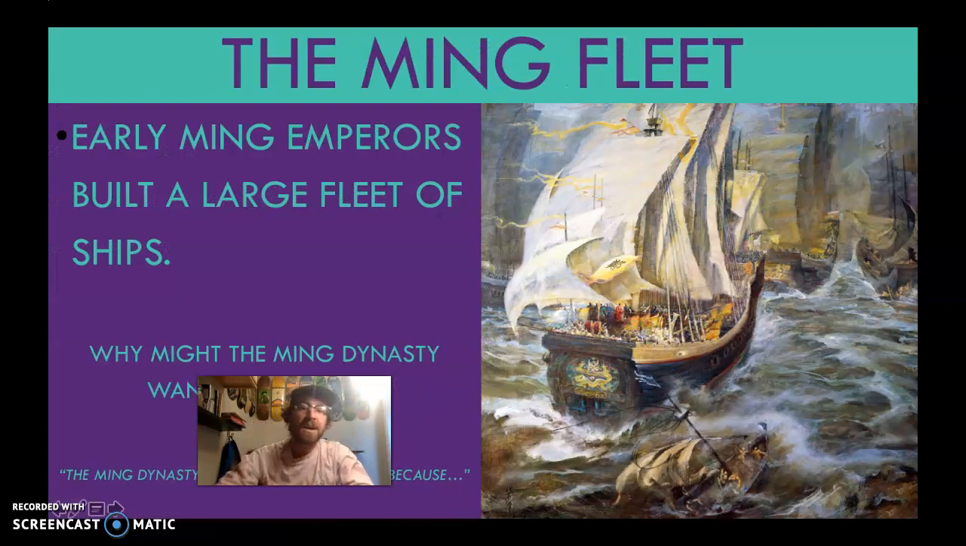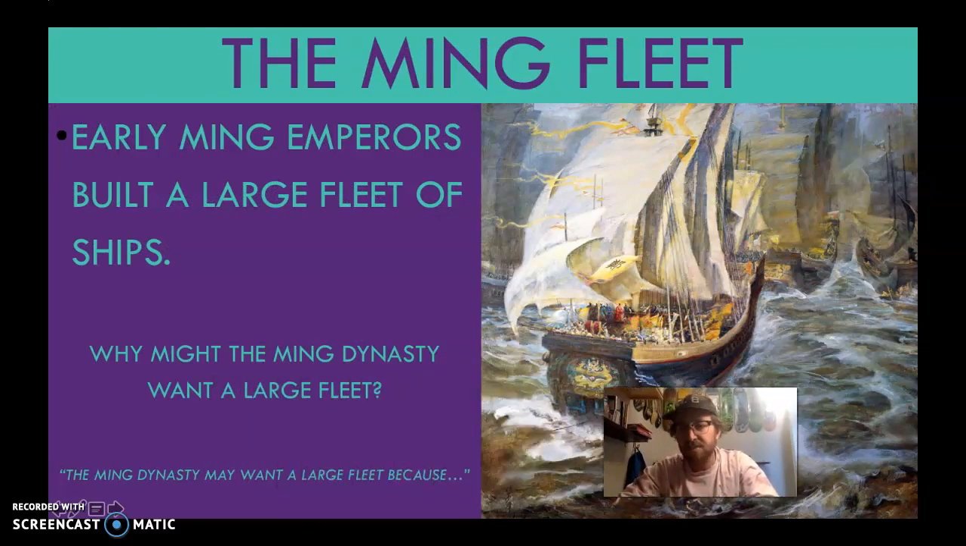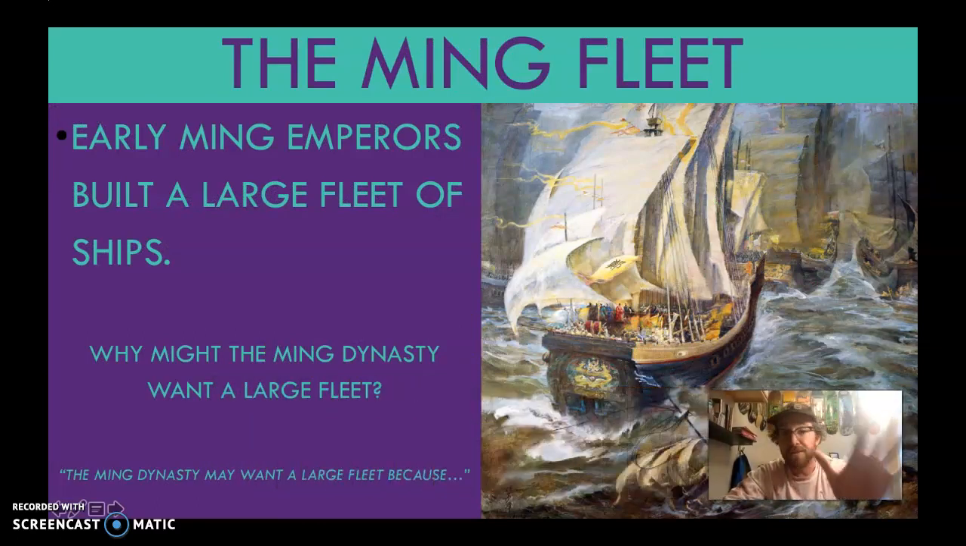In addition to all of these amazing things, the Ming Dynasty did one other thing that is very special. They created what is known as a fleet. A fleet is a whole bunch of ships. In the Ming fleet, there were hundreds and hundreds of ships. Why might the Ming Dynasty want a large fleet? There's a bunch of reasons. Maybe exploring. Maybe traveling the world. Maybe trading along the Silk Roads. Remember, the Silk Roads were overland, but they were also across the sea.